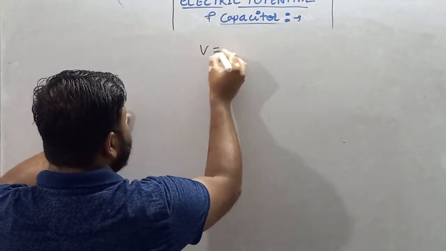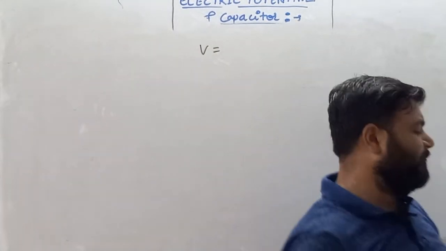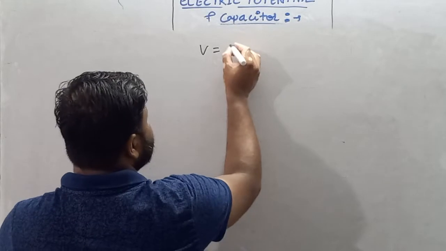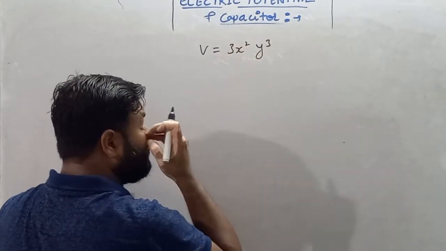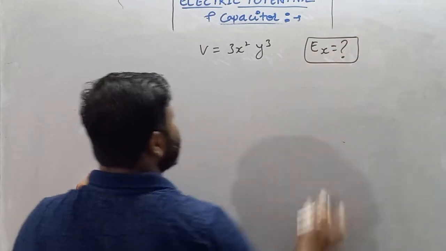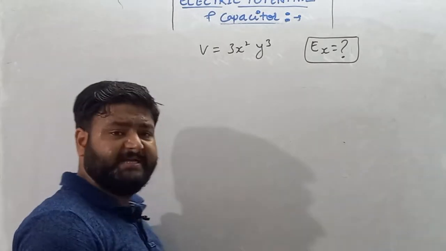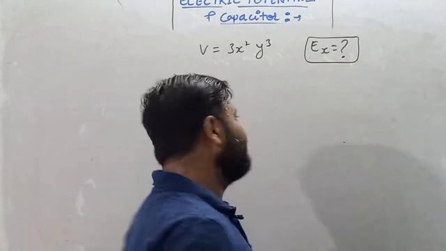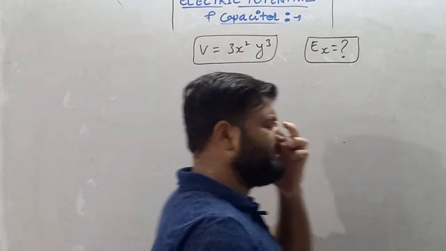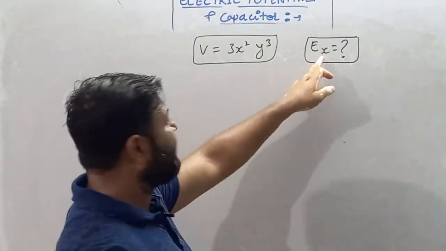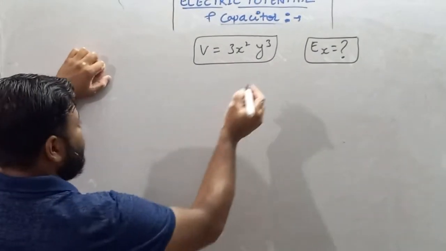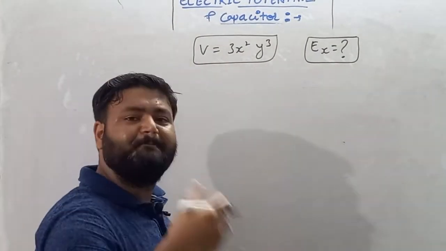Let's say V is equal to 3x square y cube, and in the question they are saying find the value of electric field along x-axis, or we can say the particle is moving along x-axis. As we know, if potential is there, then we have to differentiate the potential with respect to x, as we are finding electric field along x-axis, by keeping y and z constant. So keeping y and z constant means we have to perform partial differentiation.